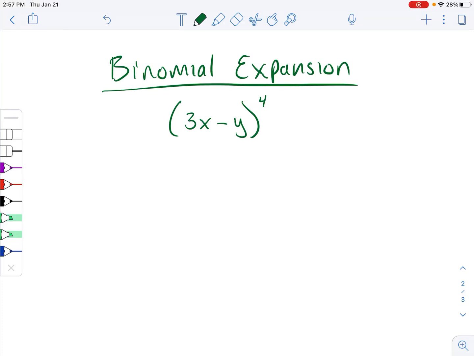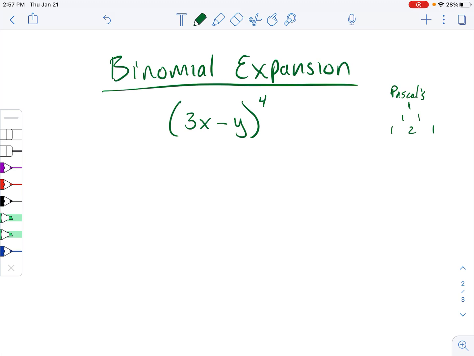Binomial expansion is a way to quickly expand or multiply out this binomial raised to the fourth power. It relies on Pascal's triangle, and Pascal's triangle is a set of numbers that is created in a triangular setting, and it is a result of the sum of the numbers above it.